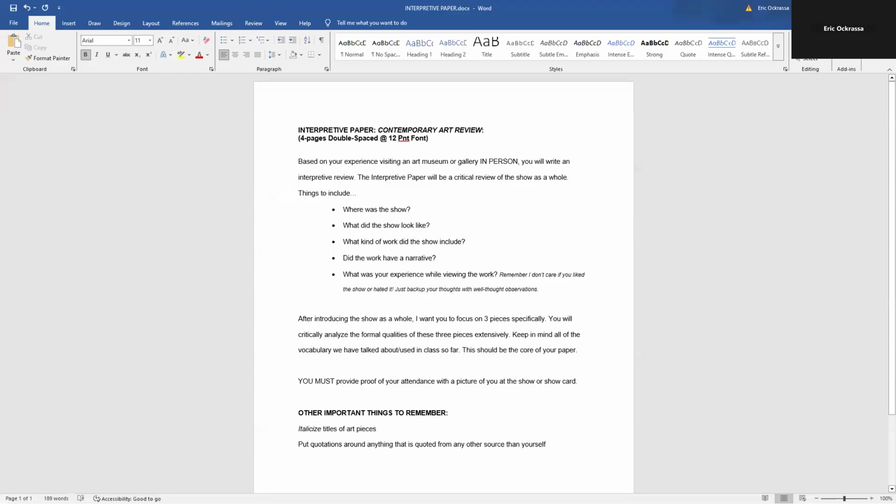So we are talking about it as early as possible in the semester, because there is going to be a required visit to an art museum or gallery in person this semester that you will have to prove with a show card or a picture of some sort. And it's basically going to be a critical review of that show. It's a 4-page double-spaced at 12-point font paper. Maybe sounds like a lot, but it's really not that bad once you get going on the paper. You're going to introduce the show that you go to and kind of focus on 3 pieces and critically break them down. And that's the paper.